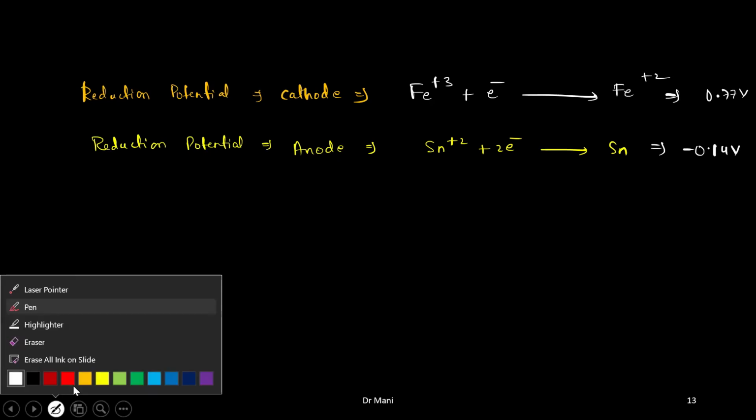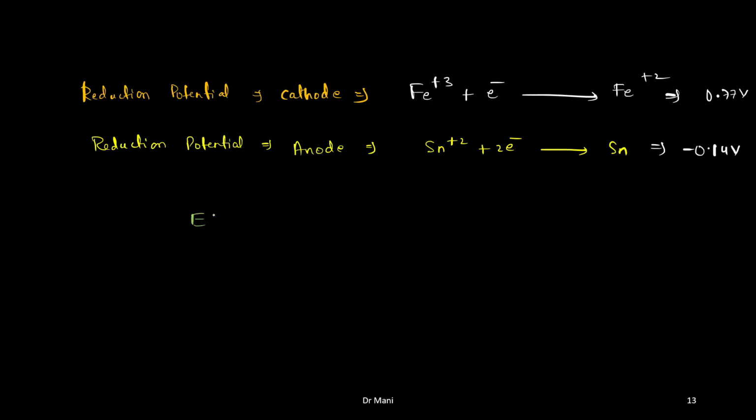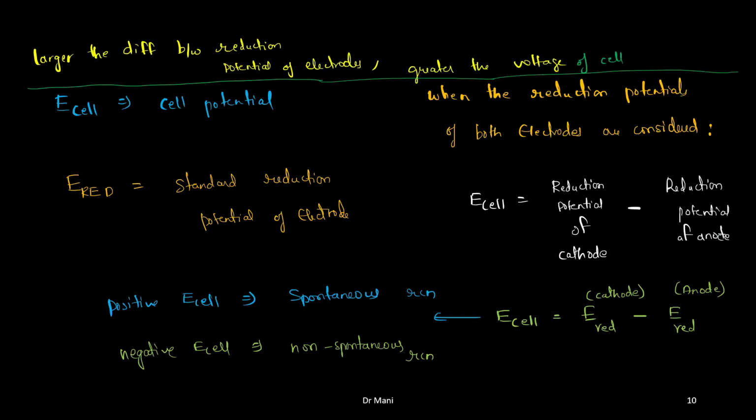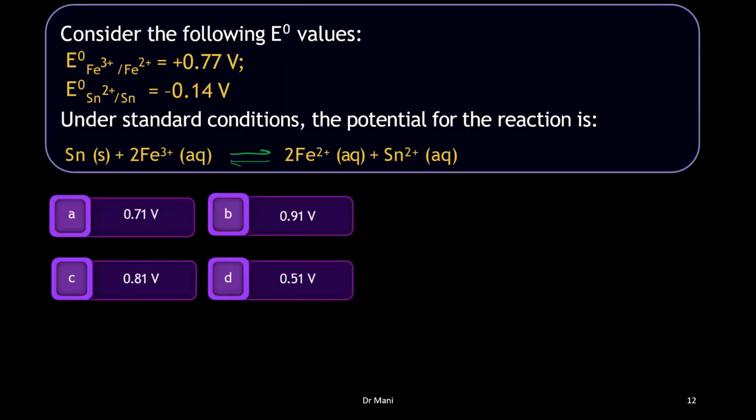We know the overall redox reaction potential is equal to the sum of reduction plus oxidation. So E naught reduction that's happening at the cathode plus the oxidation that's happening at the anode. Yes or no? So cathode minus anode. Okay.